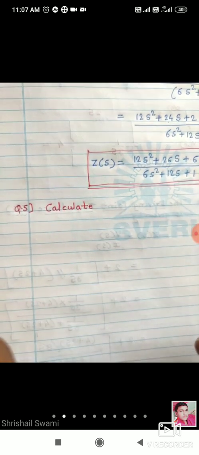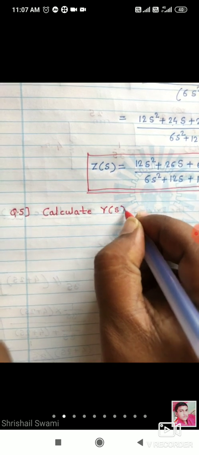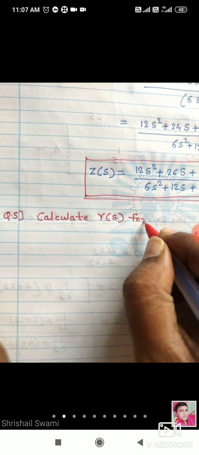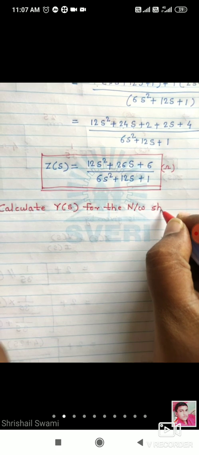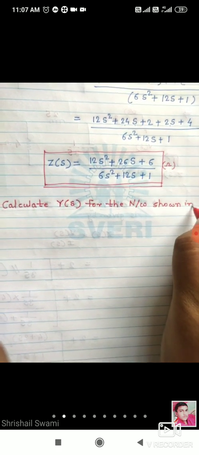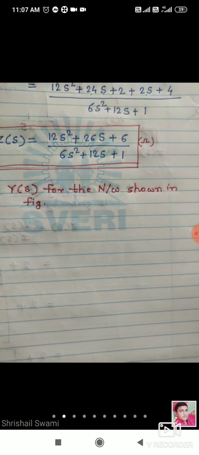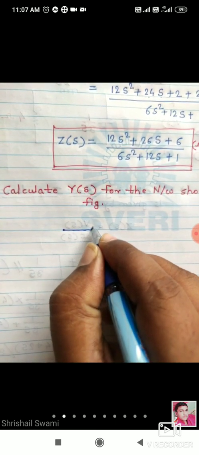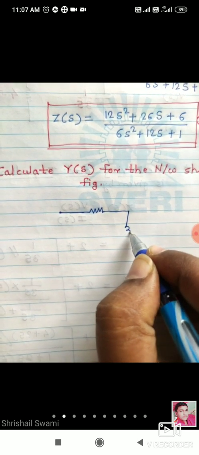Calculate Y of s for the network shown in figure. So, observe the network carefully. Again the type will be the same.